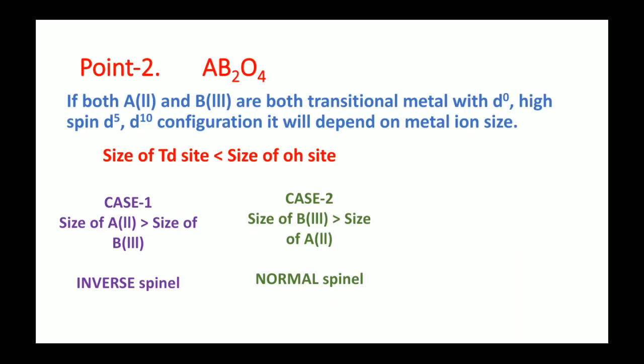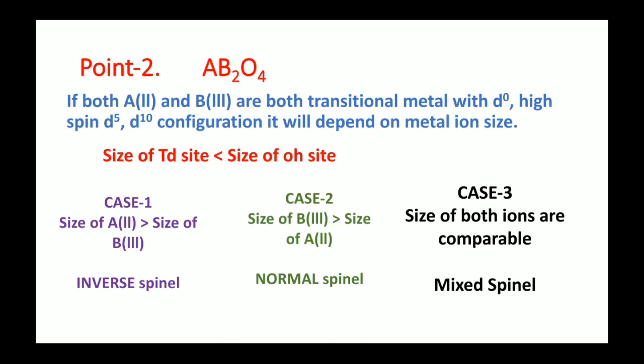And case 3 is a different type of case where both of the metal ions have equal size or nearly comparable size. So in that case we will get a mixed spinel, which means that in the spinel lattice a few will be inverse spinel and a few will be normal spinel. So there will be a mixture of both. So we will get a mixed spinel.